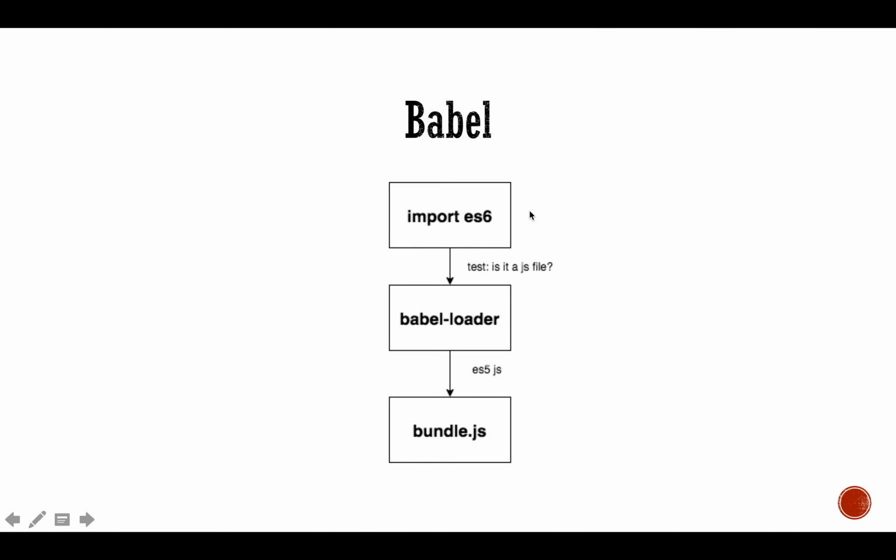So I'm going to use a loader called Babel Loader. And Babel is a transpiler, and it's going to take ES6 and transpile it to ES5.